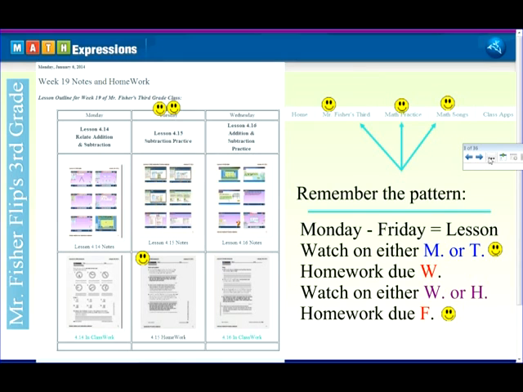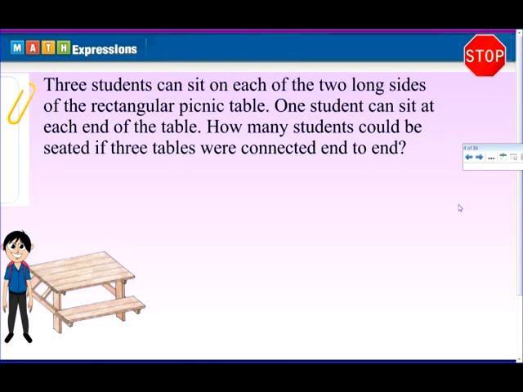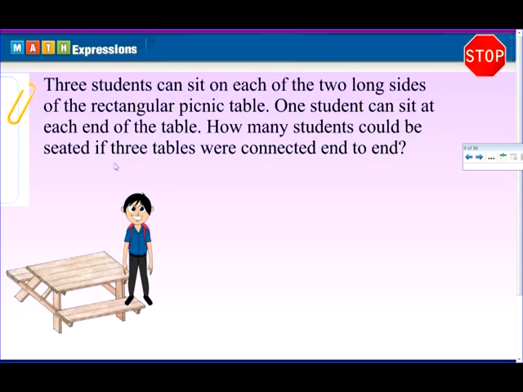Let's get going with an anytime problem. I'm going to have you stop if you'd like and see if you can figure this out on your own. Let's try to figure it out together. 3 students can sit on each of the 2 long sides of the rectangular picnic table. So we need a student. How many students can be seated if 3 tables were connected end to end?